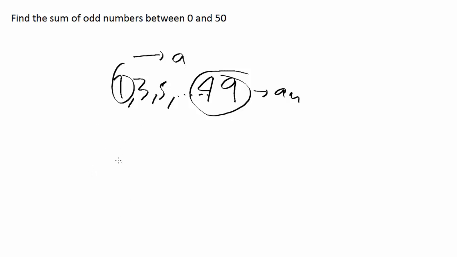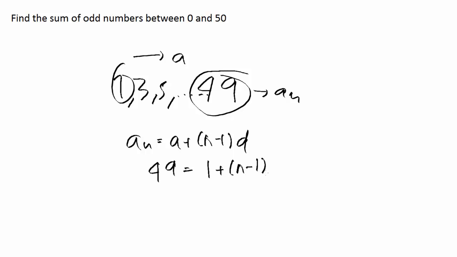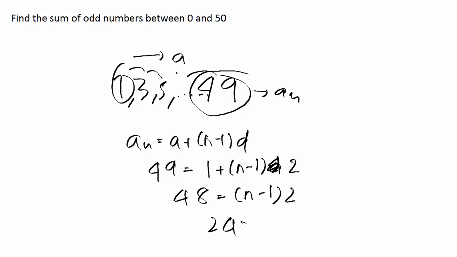Okay, now we know the formula. an is equal to a plus n minus 1 into d. That is 49 is equal to 1 plus n minus 1 into d. Now d is equal to 2, because see, everything is being varied by 2. Okay, so it's 48 is equal to n minus 1 into 2. Now that is 24 is equal to n minus 1. N is equal to 25.